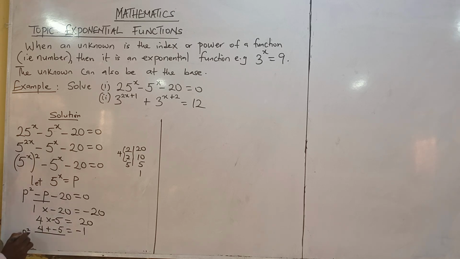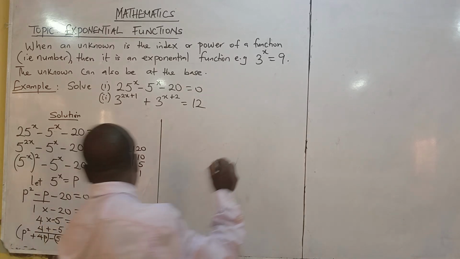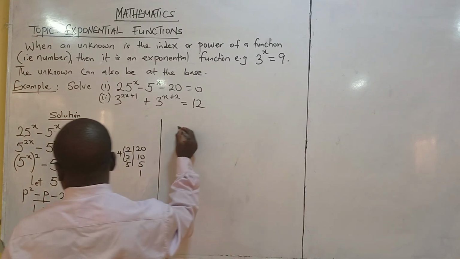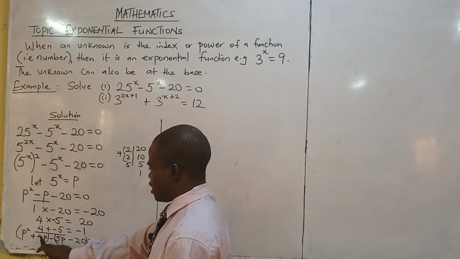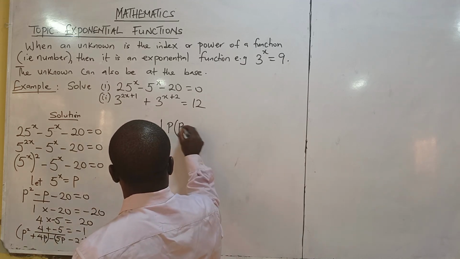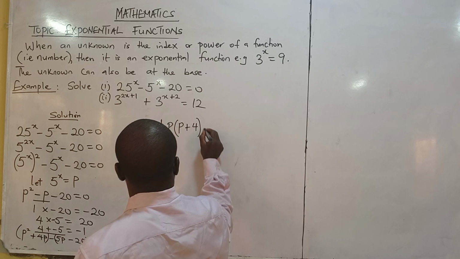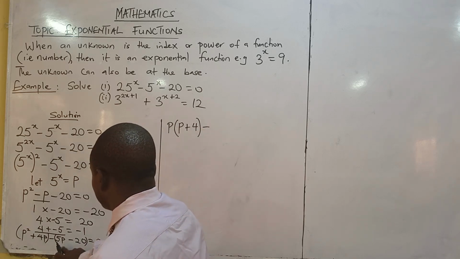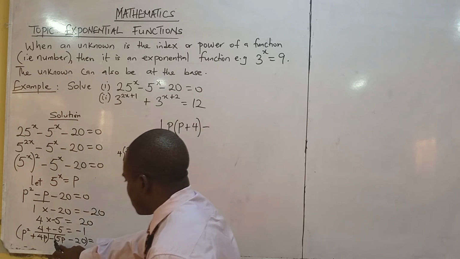Now p squared plus 4p minus 5p minus 20 equal to 0. Let's factorize. When you factorize, what's common between p squared and 4p is p. It remains p bracket p plus 4. Minus, what can we factorize out is 5.